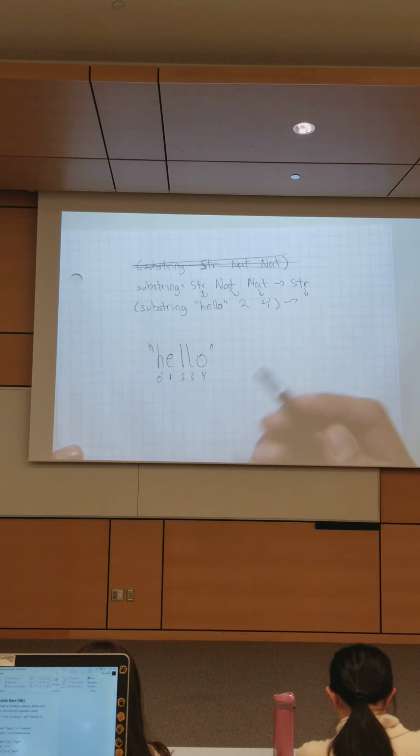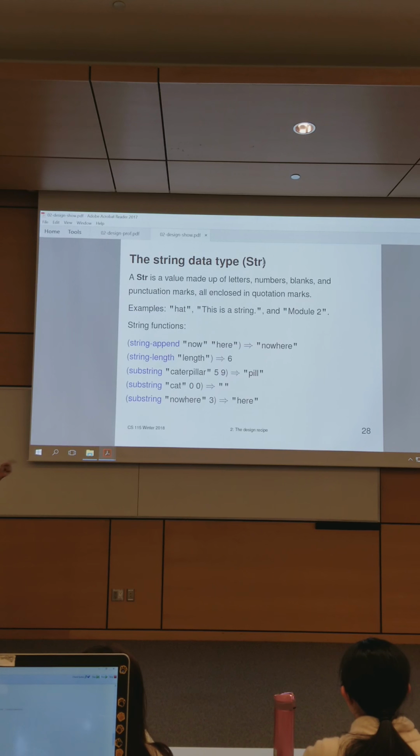So Caterpillar at 5 and 9. Well, Caterpillar has the C at 0, the A at 1, the T at 2, and then E is 3, R is 4, P is going to be a 5, and then I is 6, L is 7, L is 8, A is 9. So we're starting from P, and we're going up to A, but not including A. Because we go up to the last one, but we don't include it. Okay? Does that make sense to everyone? That's why we get filled.